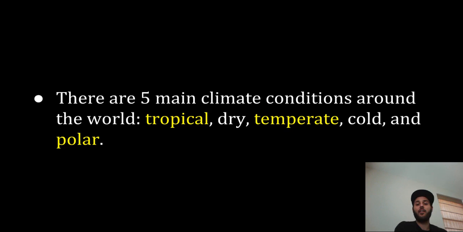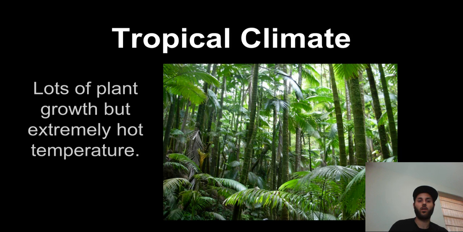There are 5 main climate conditions around the world: tropical, dry, temperate, cold, and polar. Tropical climates have lots of plant growth, but they're extremely hot in temperature, so they're not very good for humans to live in.